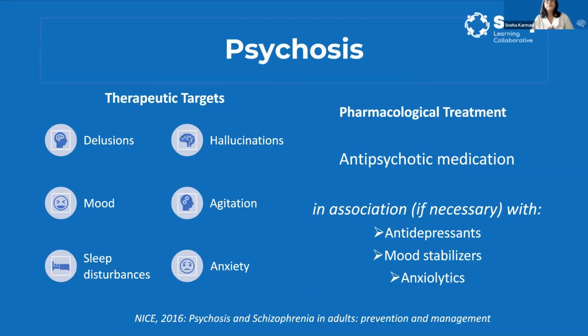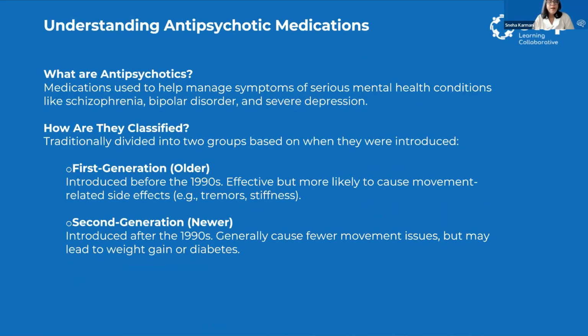So the therapeutic targets in psychosis are what we just discussed: symptoms like delusions, hallucinations, mood symptoms, any psychomotor agitation, any sleep disturbances. The mainstay of pharmacological treatment is antipsychotic medication. We also at times end up adding other classes of medications like antidepressants, mood stabilizers, anxiolytics, but antipsychotics remain the mainstay, which is what the focus of today's presentation is going to be.